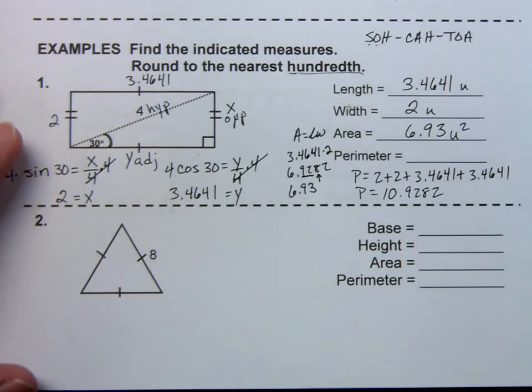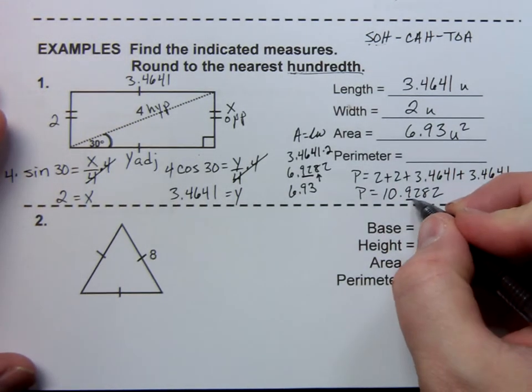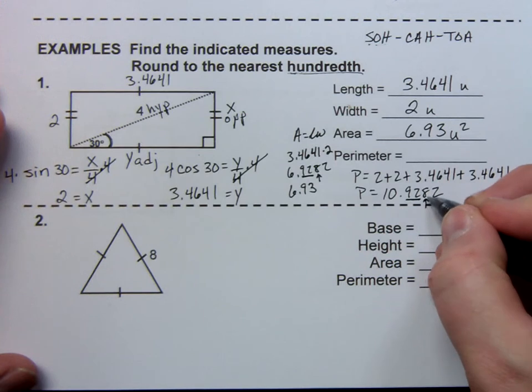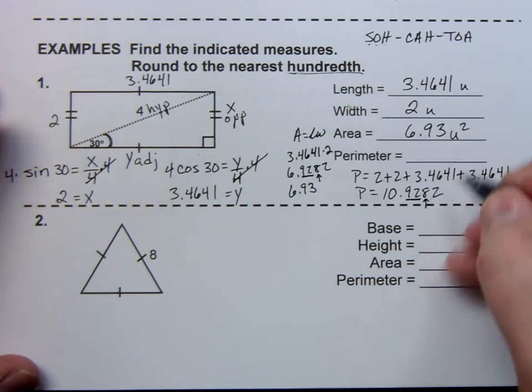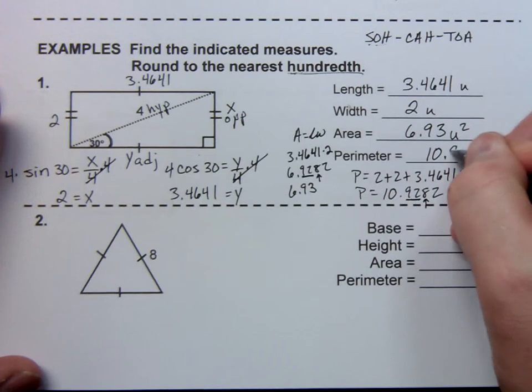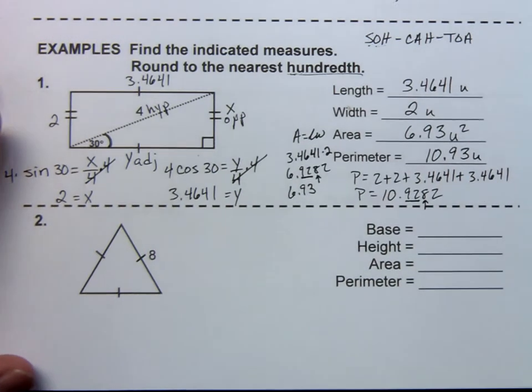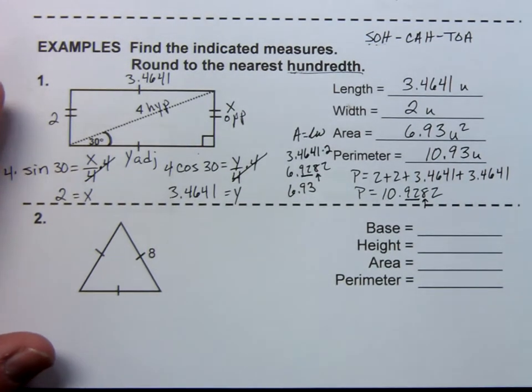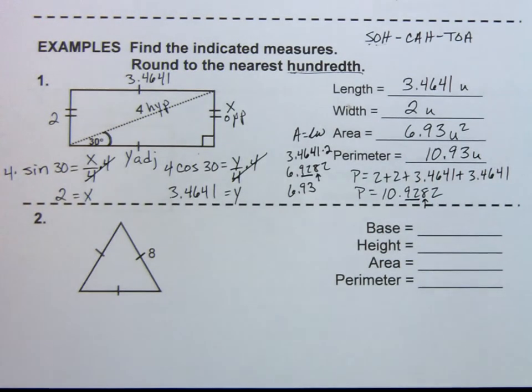So rounding to the nearest hundredth, keeping 2 places after the decimal, that 8 is big enough I need to round up, and so that will make this 10.93 units. And remember, perimeter is plain old regular units. It's one-dimensional. Area is two-dimensional. Units squared.